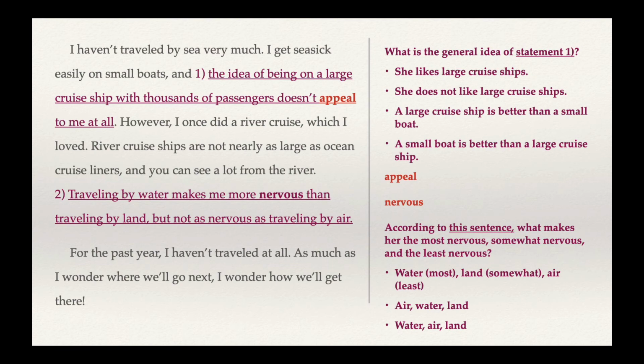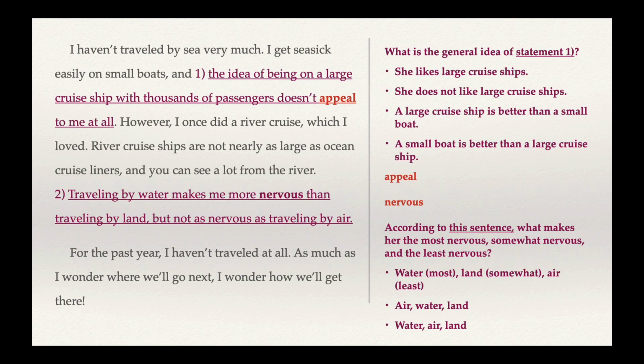I say I get seasick easily on small boats. If you could guess what seasick means, look at the word parts, sea and sick. Seasick means that you don't feel well, you feel ill, you feel sick when you're on the water. Next, we have the conjunction and. And means we are connecting two similar ideas. So this is going to say something negative or something bad about boats. And instead of small boats, we're talking about large boats. So here we can guess that the second answer is correct. She does not like large cruise ships. And that would help you to guess at the meaning of the word appeal.